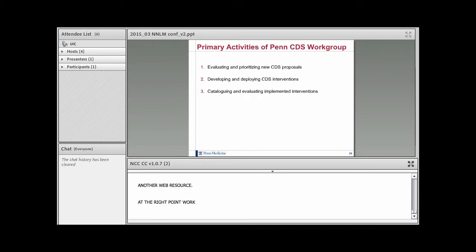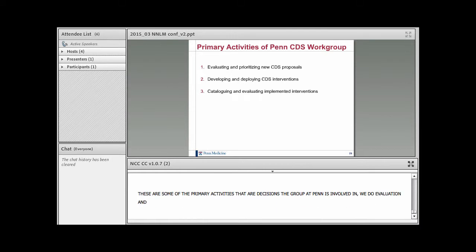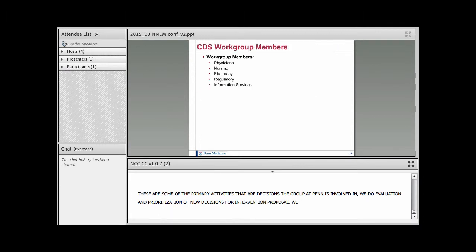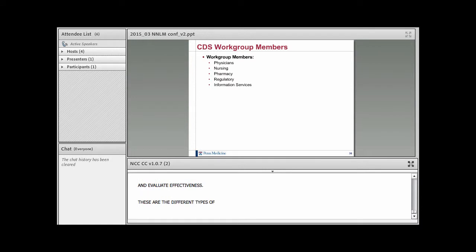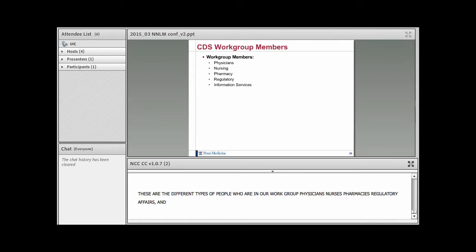These are some of the primary activities that our decision support work group at Penn is involved in. We do a lot of evaluation and prioritization of new decision support intervention proposals. We help develop and deploy those interventions, catalog and evaluate their effectiveness. These are the different types of people who are in our work group: physicians, nurses, pharmacies, regulatory affairs, and information services really refers to information technology.